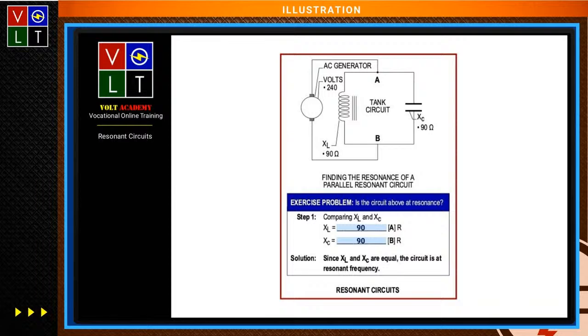As I was saying, you've got your circuit set up here, and we're finding the resonance of a parallel circuit. You've got your inductive reactance and your capacitive reactance. And you'll see, based on that type of circuit, where I have a tank circuit there, they're both rated at what? 90. And why is that? Because they cancel each other out, don't they?